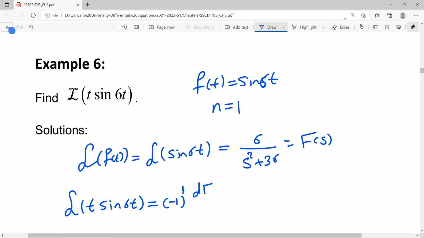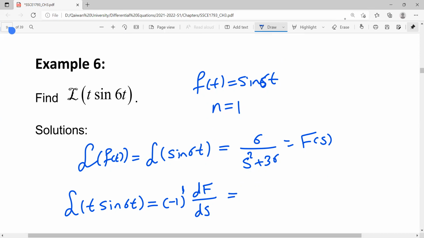We take only one derivative for f of s with respect to s. Why do we take only one derivative? Because the power of t is 1. If the power of t is 2, we take 2 derivatives. If it's 3, we take 3 derivatives.